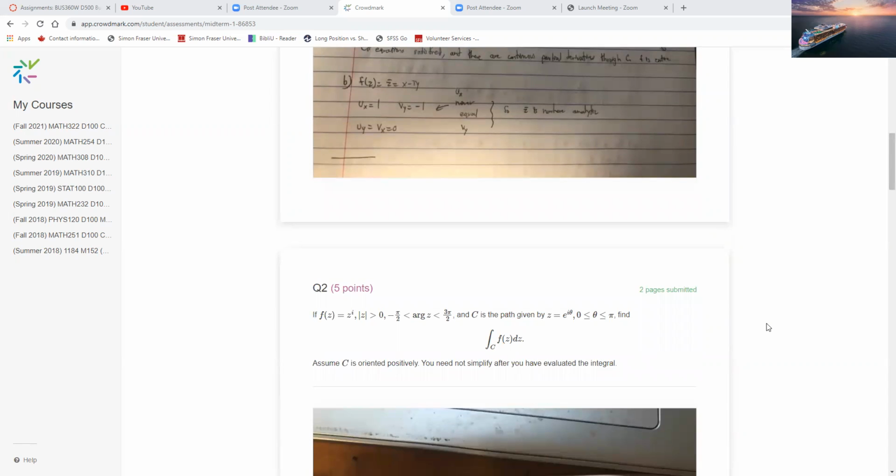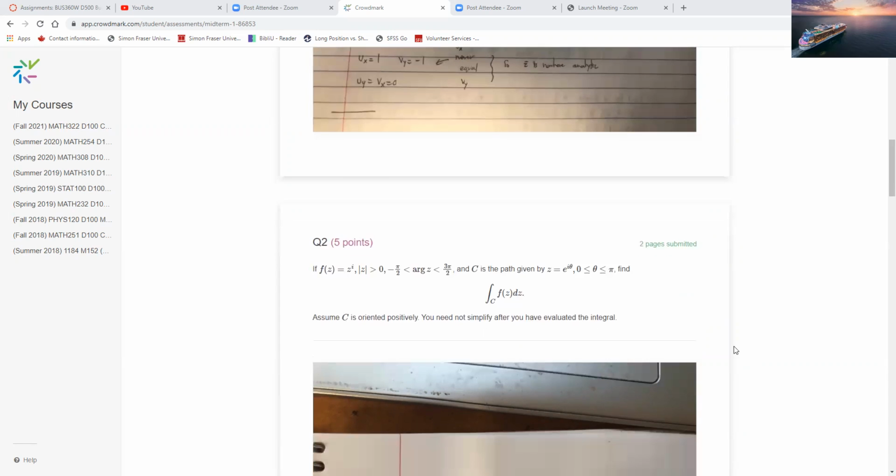Question 2. I was able to do this for the most part. f of z is z to the power of i, with absolute value of z greater than 0, and then you have this angle from 0 to pi. And there's a positive orientation, right?